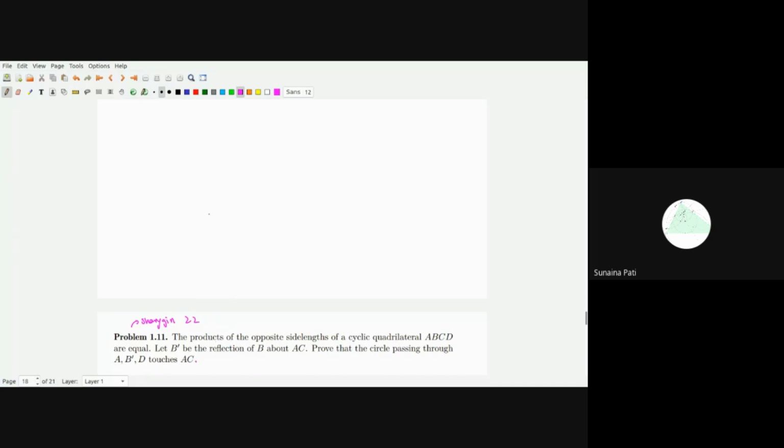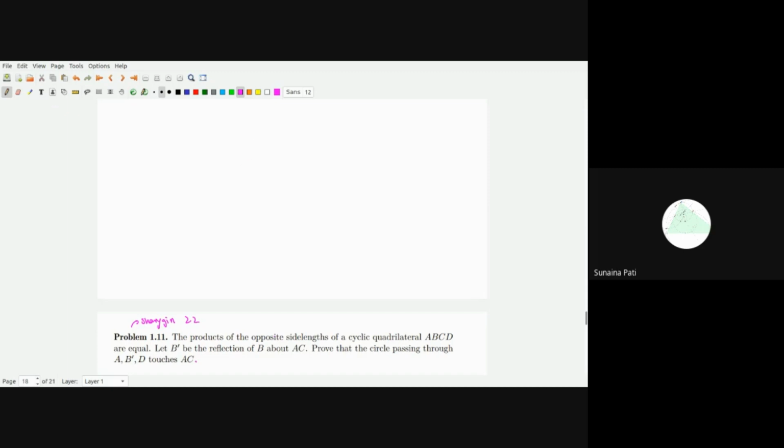So basically, you have a cyclic quadrilateral ABCD, and the products of the opposite side lengths of the cyclic quadrilateral are equal. Now take the reflection of B over the line AC, call it B dash, and you have to show that the circle passing through A, B dash, D touches AC. I just said the problem statement.